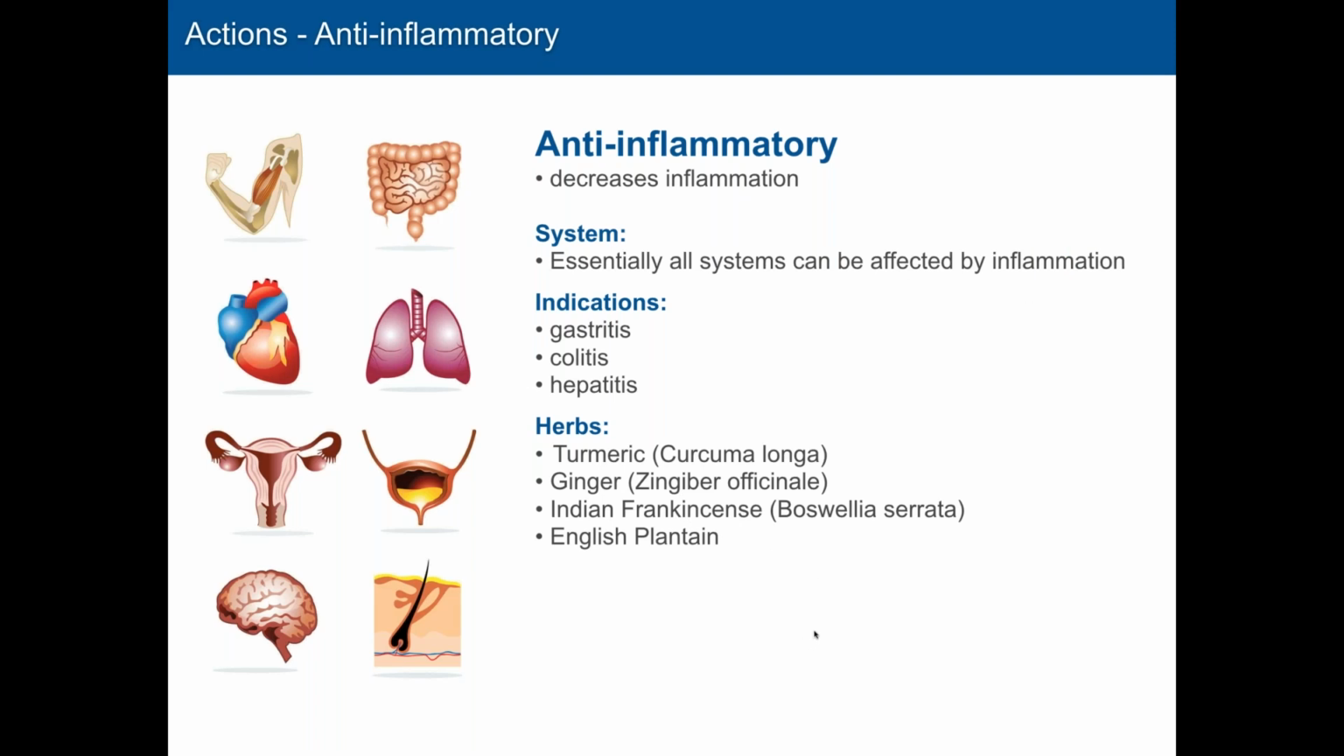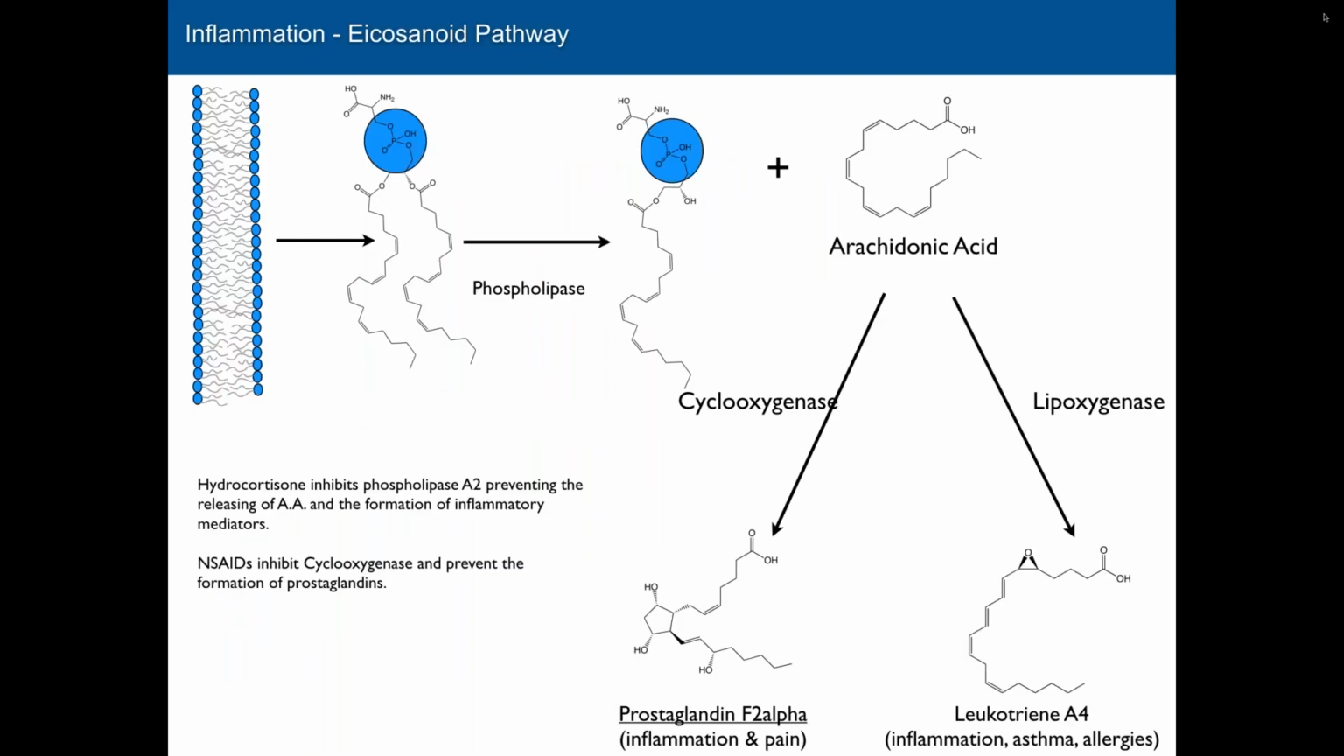Anti-inflammatory herbs. Most plants have anti-inflammatory properties associated with them. So if you're eating a diet that's rich in fruits, vegetables, and spices, and coffee, and tea, and herbal teas, you're going to be getting anti-inflammatory compounds in your diet. Phenolic compounds in general, which are rich in a plant-based diet, have anti-inflammatory effects. Some classic anti-inflammatory herbs often used in the gut: turmeric, ginger, frankincense, Indian frankincense, English plantain are all commonly used. And these work by a few different mechanisms.